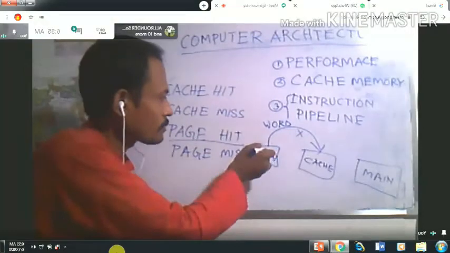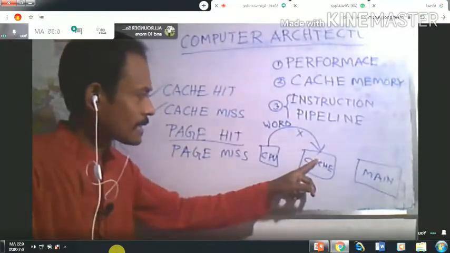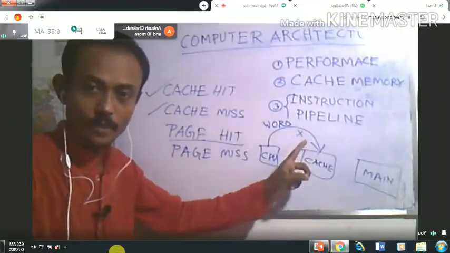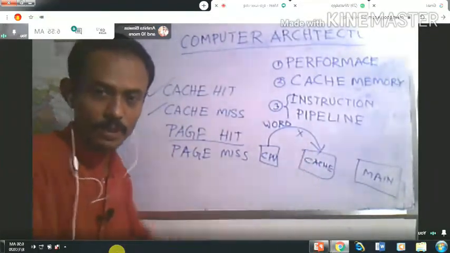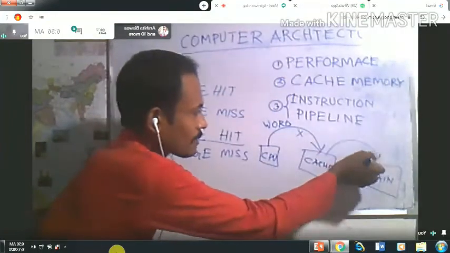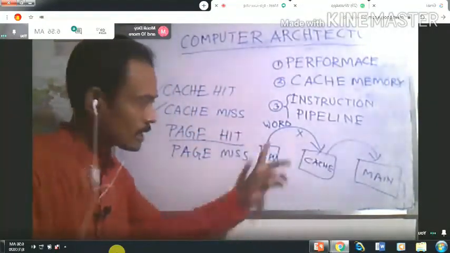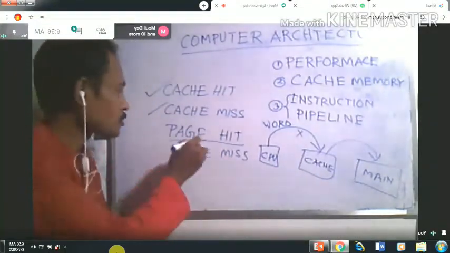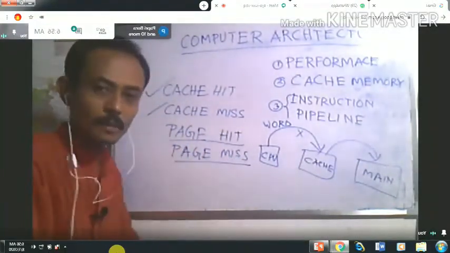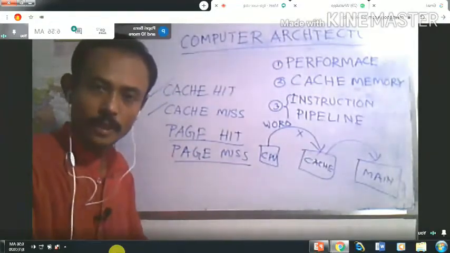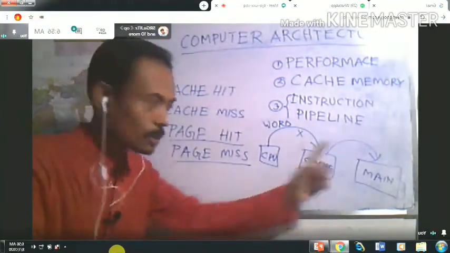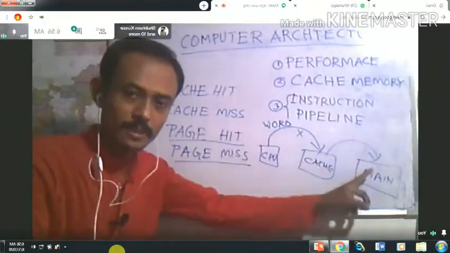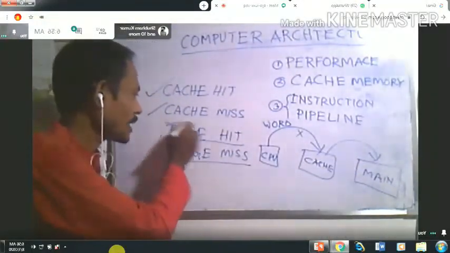Suppose the CPU requests some word from the cache. If that word is not present in the cache memory, then it will be searched in the main memory. If that particular word is not present in the main memory also, then that is called the page miss. And if that word is present in the main memory, then that is called the page hit.